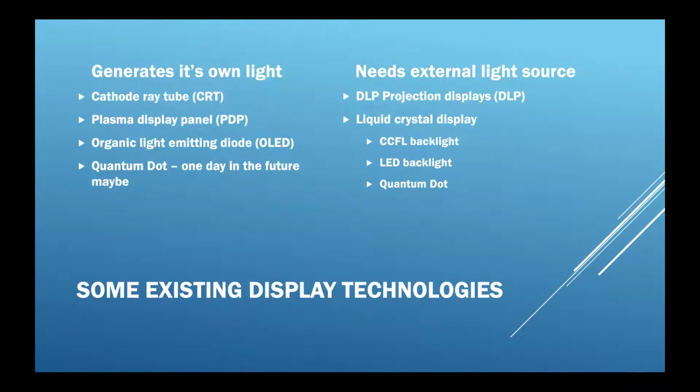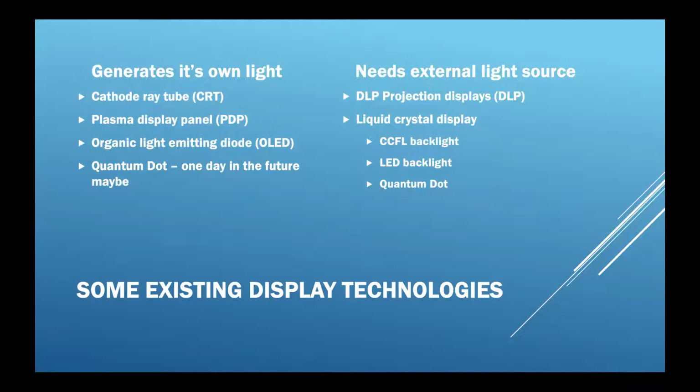So, some existing display technologies. Here's two columns, on the left and the right, that generate their own light. Remember what I said before: the imaging portion of the screen on LEDs does not generate its own light. But the imaging portion of a cathode ray tube, an old style TV, a plasma TV, which I happen to have here at home, an organic light emitting diode, and possibly, not yet, quantum dots, will generate light from the portion that is in fact the image.